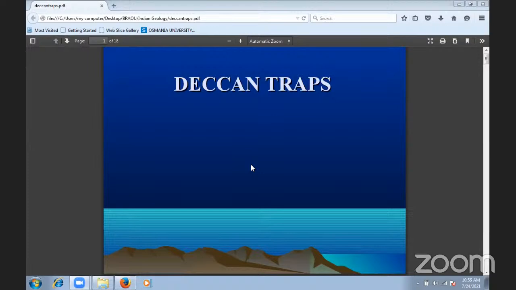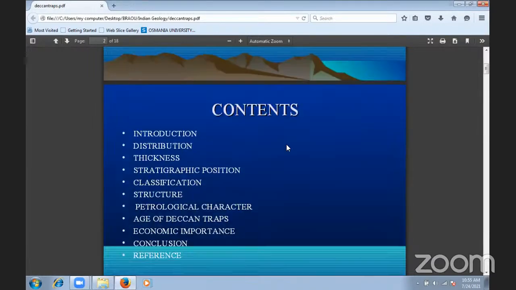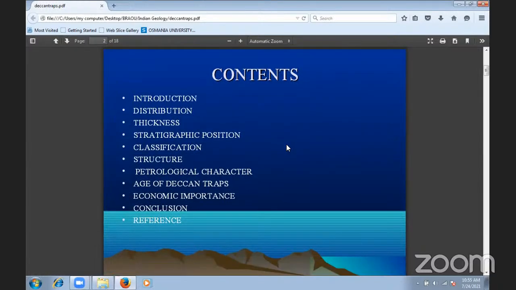Next, coming to the Deccan traps. The Cenozoic era is divided into three phases, and it is divided into the Tertiary and Quaternary periods.